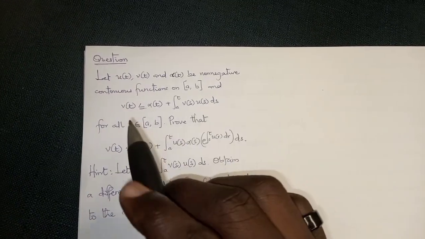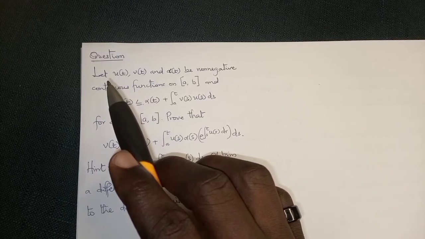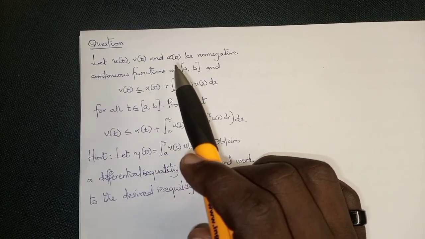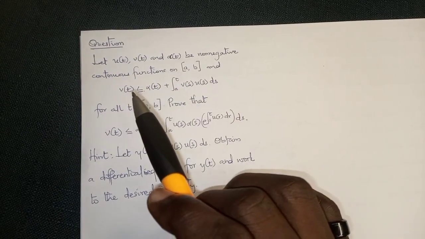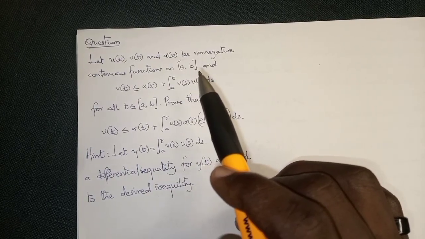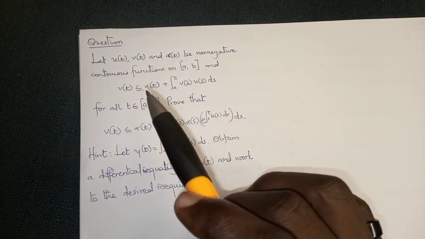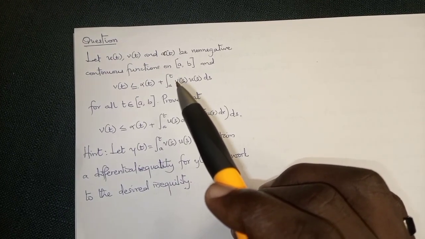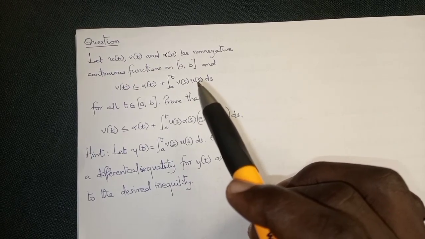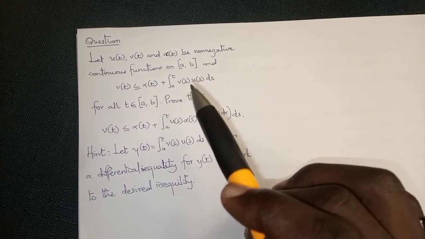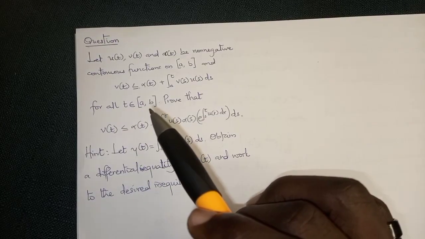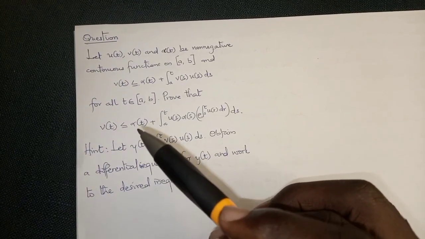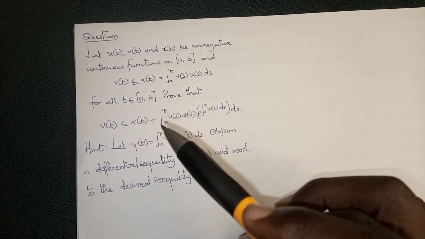Here I have an interesting question. Let u of t, v of t, and alpha of t be non-negative continuous functions on the interval a to b, and v of t less than or equal to alpha of t plus the integral of v of s, u of s from a to t, for all t belonging to the interval a b. Prove that v of t is less than or equal to alpha of t plus all this.